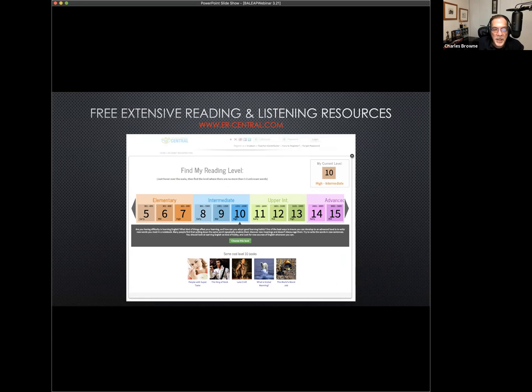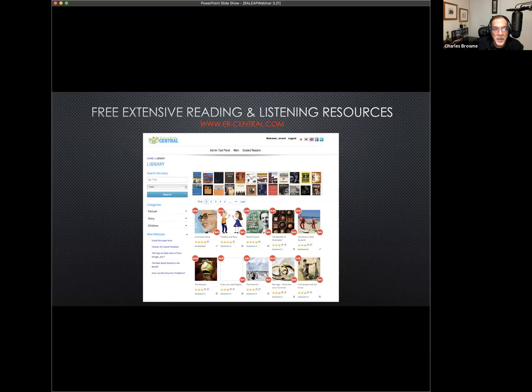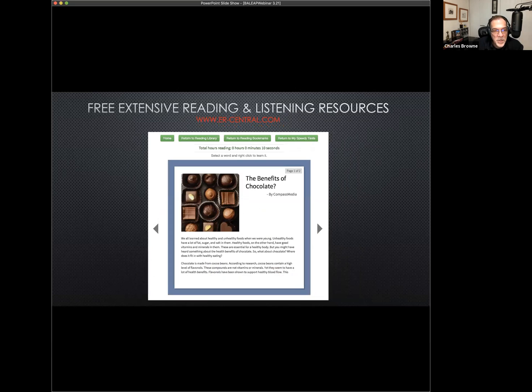Once they've figured out their level, in this case the student has selected level 10, then we start suggesting level 10 books for them. The idea is that they would read books that are easy to read and books that they're interested in, and that would promote learning. Okay, so that's the extensive reading and extensive listening, a couple of screenshots.